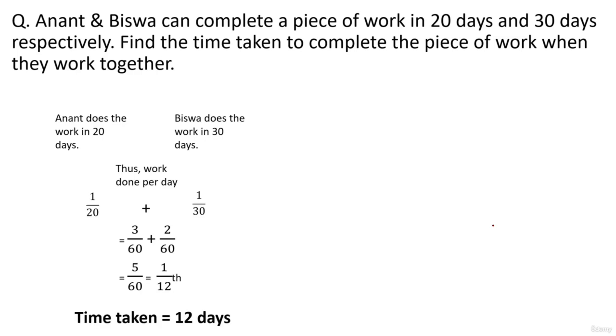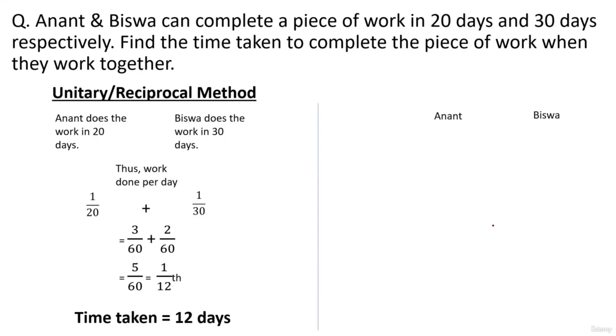So पूरा काम खत्म होने के लिए कितना टाइम लगेगा? 12 दिन, 12 days, right? 12 times, isn't it? So time taken will be nothing but 12 days. This is called the unitary or the reciprocal method to solve the question. Now we'll see one more approach to solve the same question. We'll be doing the exact same thing, just that we'll be having a different terminology, a different way of naming things.